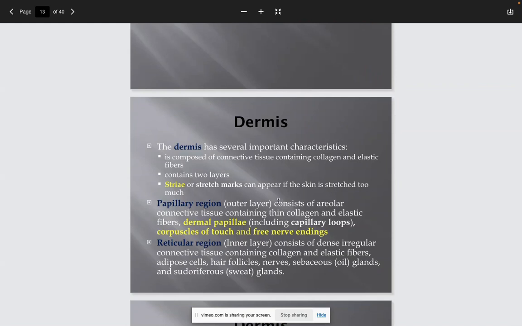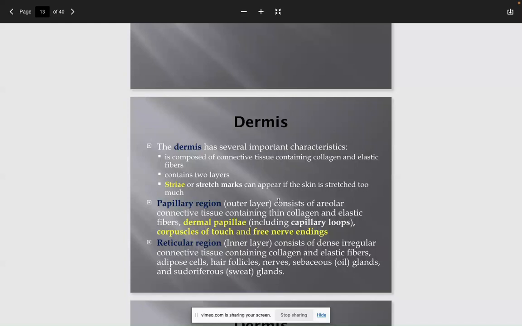So we've covered the epidermis. We are now familiar with the different structures and the different important cells that are present. Now we'll go a little bit deeper into the dermis. If you remember, the dermis is directly inferior to the epidermis. The dermis has several important functions and characteristics. As the epidermis was composed of epithelial tissue, this is composed of connective tissue containing collagen and elastic fibers. The collagen is a little bit denser than the structural protein keratin that was present in the stratified squamous epithelium.